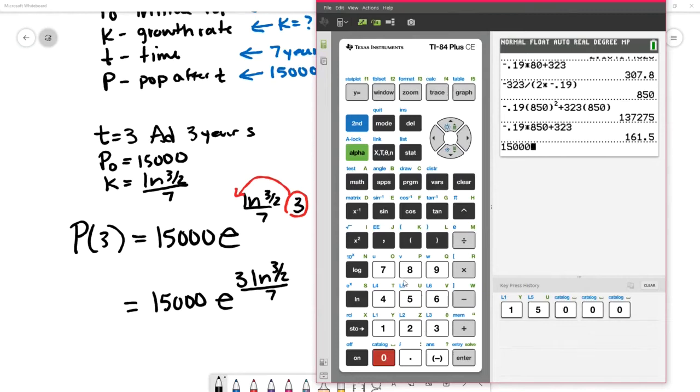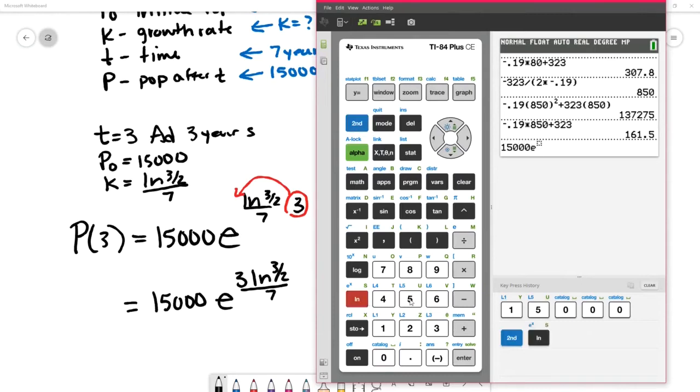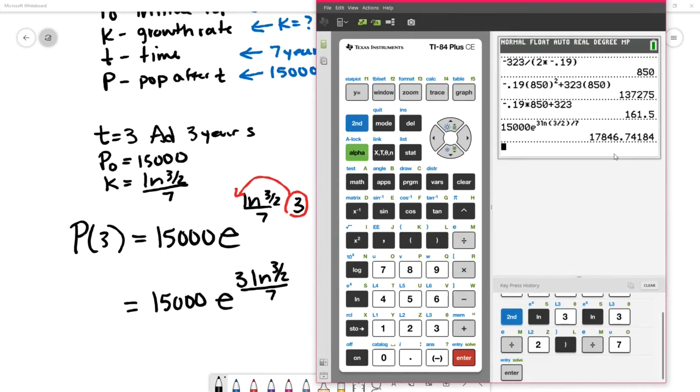We've got 15,000 e, and we want to type 3 natural log of 3/2 divided by 7. And we get that the population grows to 17,846. And if we're rounding, we can round to 17,847.